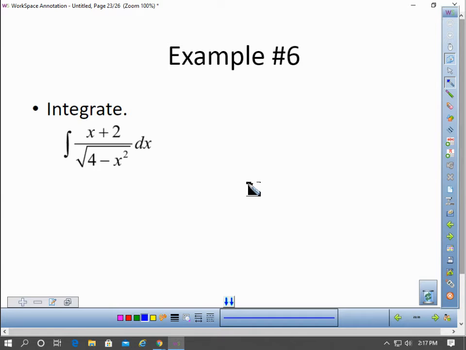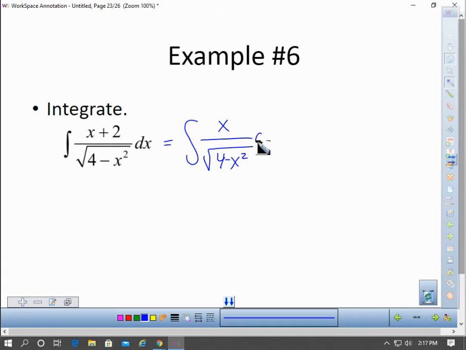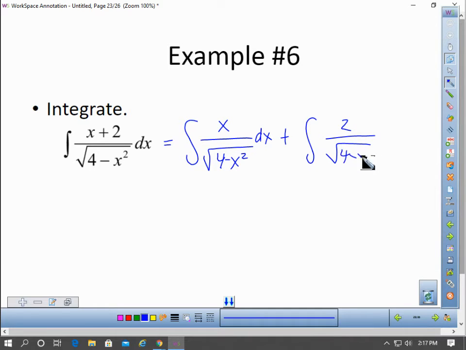All right, number 6. Same thing. The only thing we're going to have to do here is split this up, because notice there are 2 terms in the numerator. So I'm going to split this up into 2 separate integrals. I'm going to have x divided by the square root of 4 minus x squared dx, plus the integral of 2 divided by the square root of 4 minus x squared dx. I'm just breaking that up into 2 parts, because my numerator has two parts. I'm going to think of this as the sum of two fractions with the same denominator and break it up into two separate integrals.